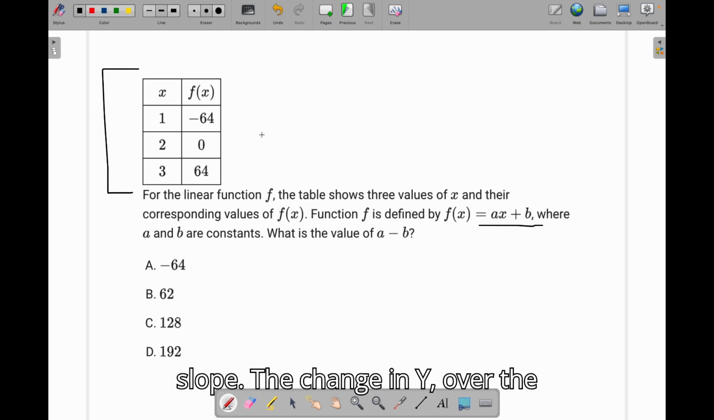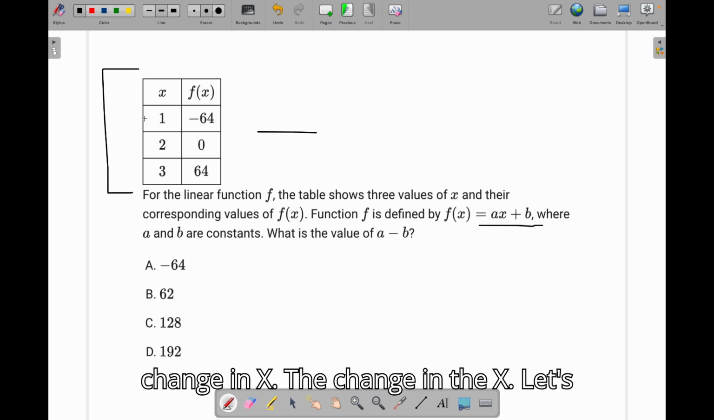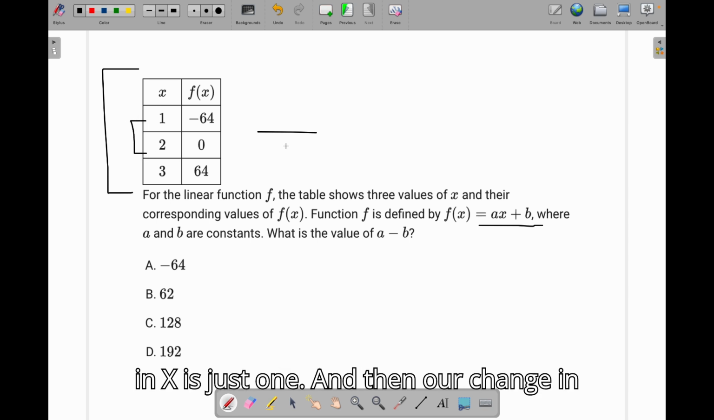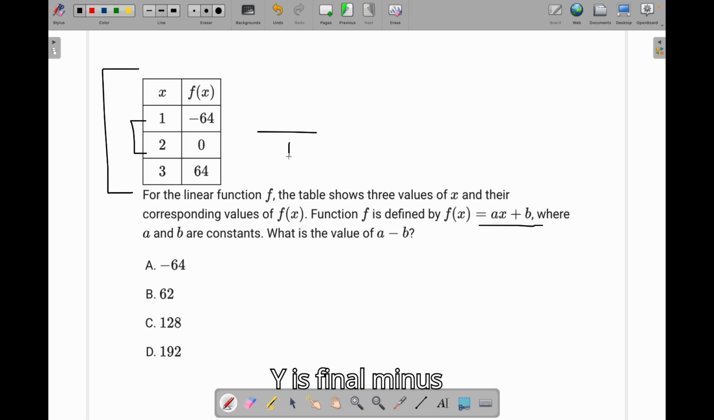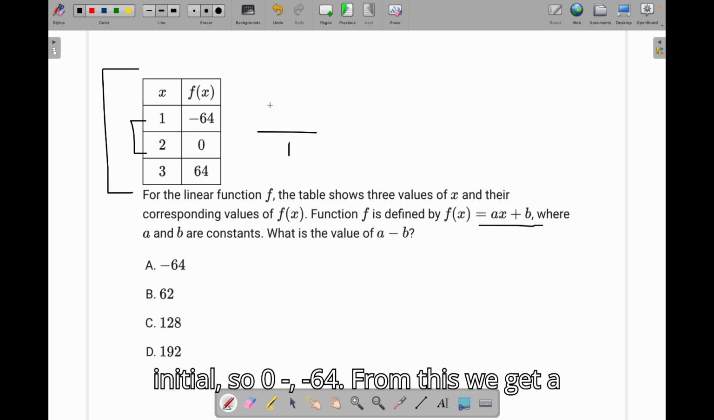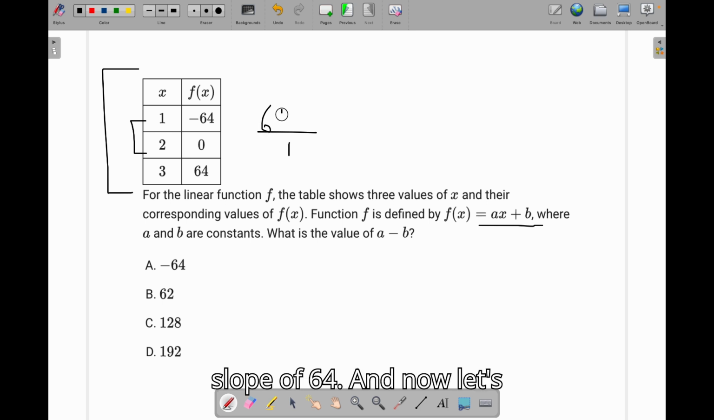The change in y over the change in x. Let's take x from 1 to 2. So our change in x is just 1. And then our change in y is final minus initial, so 0 minus negative 64. From this, we get a slope of 64. And now let's write our equation.